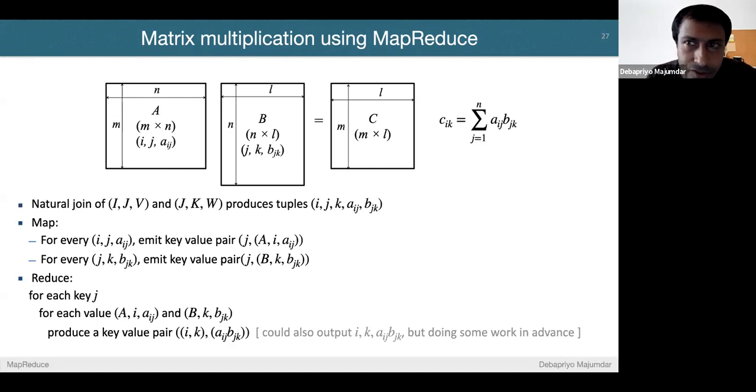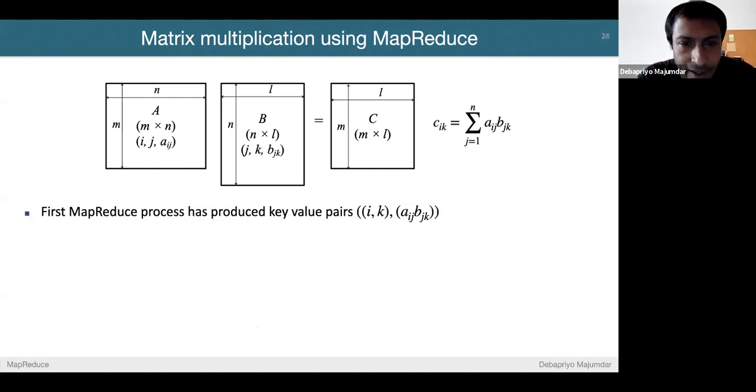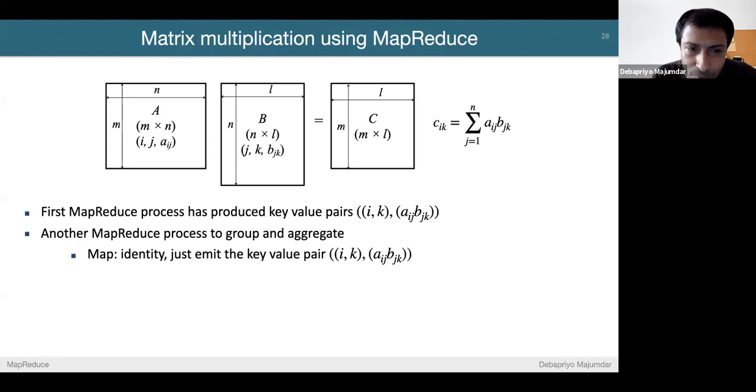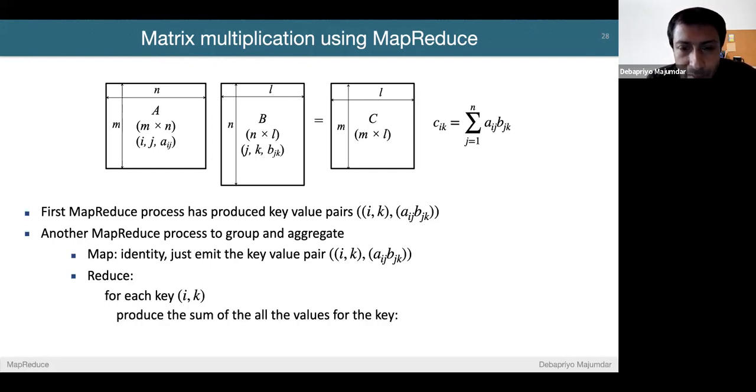All right. So the first MapReduce has produced the key value pairs Ik, comma, Aij Bjk. And then we'll do another MapReduce, and that is just group and aggregate. So this is group by Ik. Map is just identity, because we have already chosen the key and created the key value pairs. So it is Ik, comma, Aij Bjk. We don't really have to do anything in map. We don't even have to read in map, so map is identity, and that saves somewhat. And reduce is, well, the Iks are grouped together, so for each key Ik, we produce the sum of all values for the key.